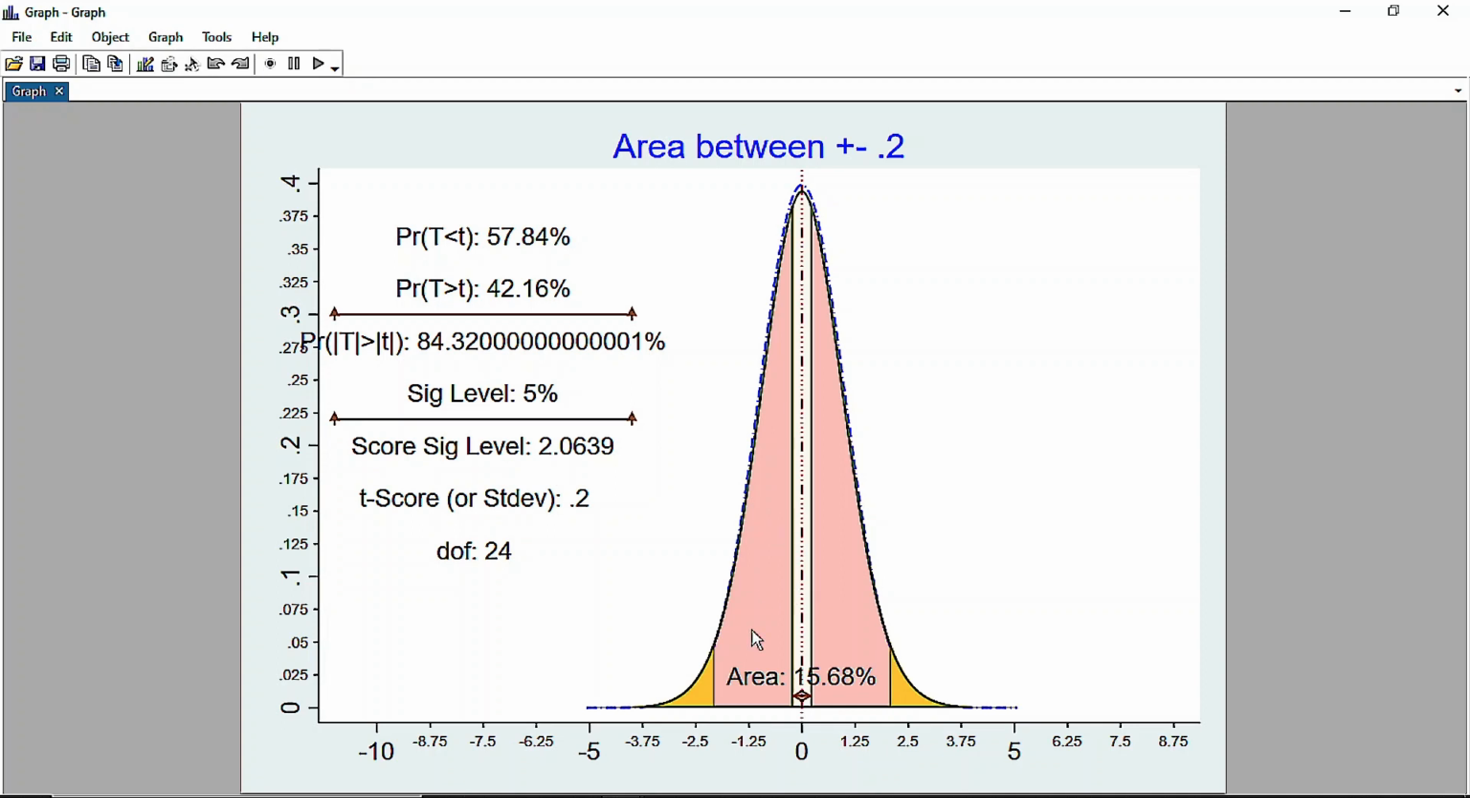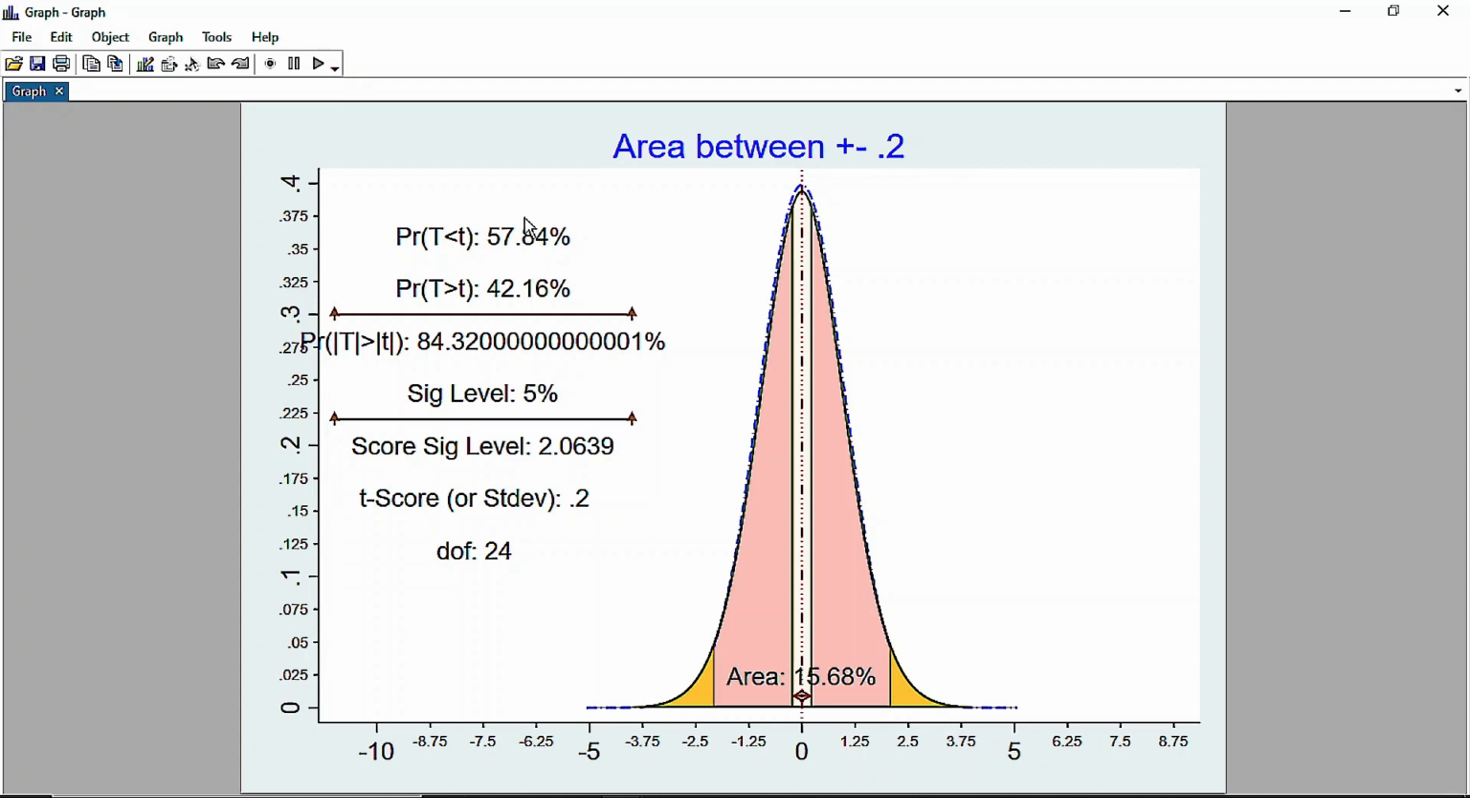So for the two-tailed test we fail to reject the null. It means that the score 0.2 lies inside this null region. So for the two-tailed test we fail to reject the null, either based on the p-value or based on our t score.